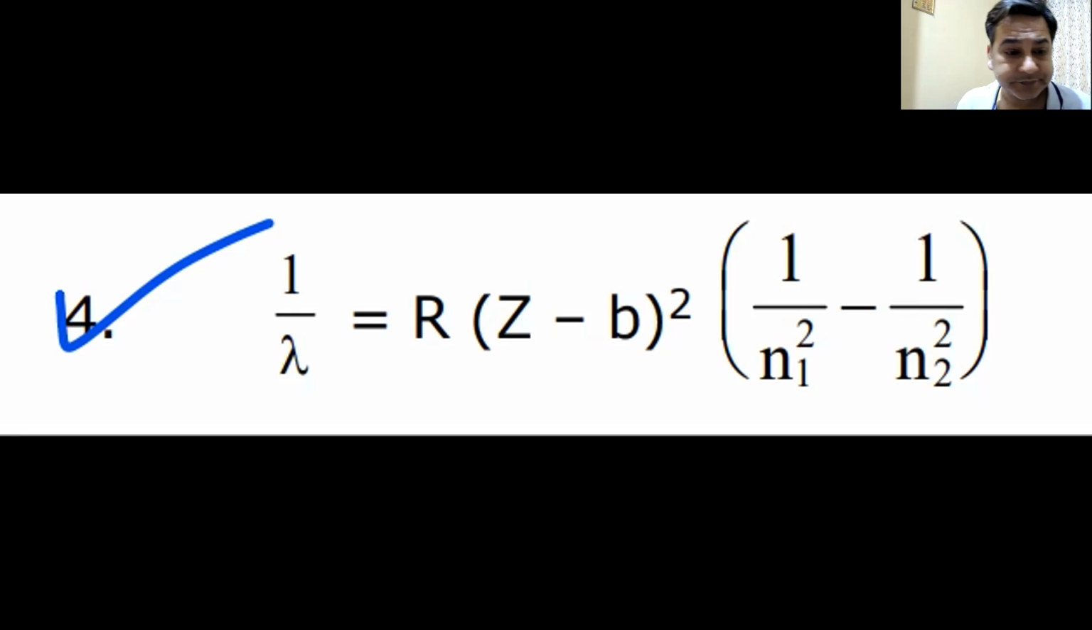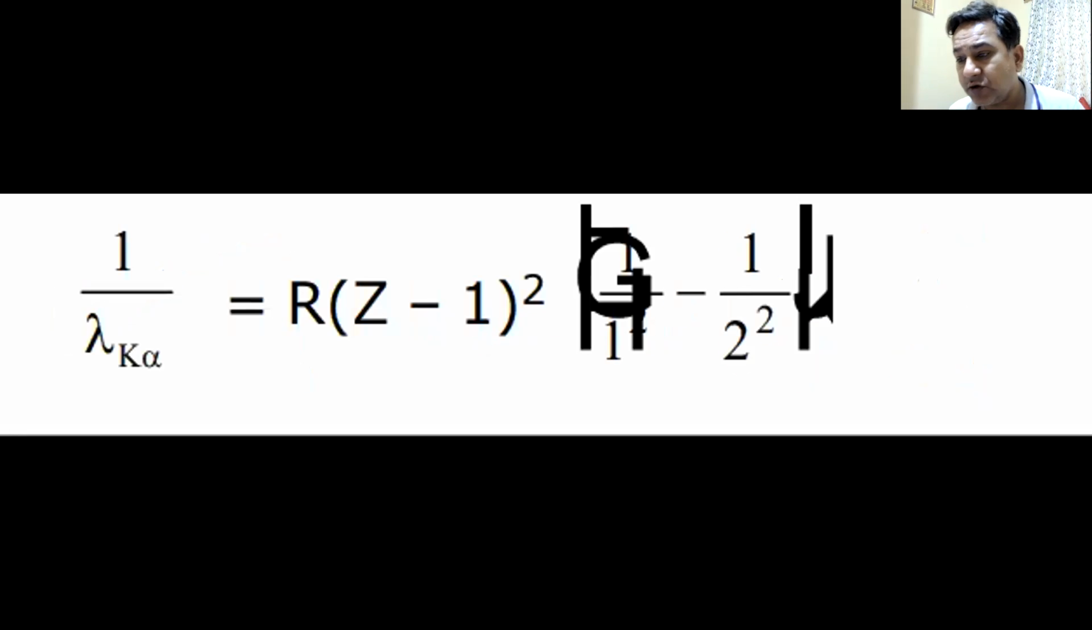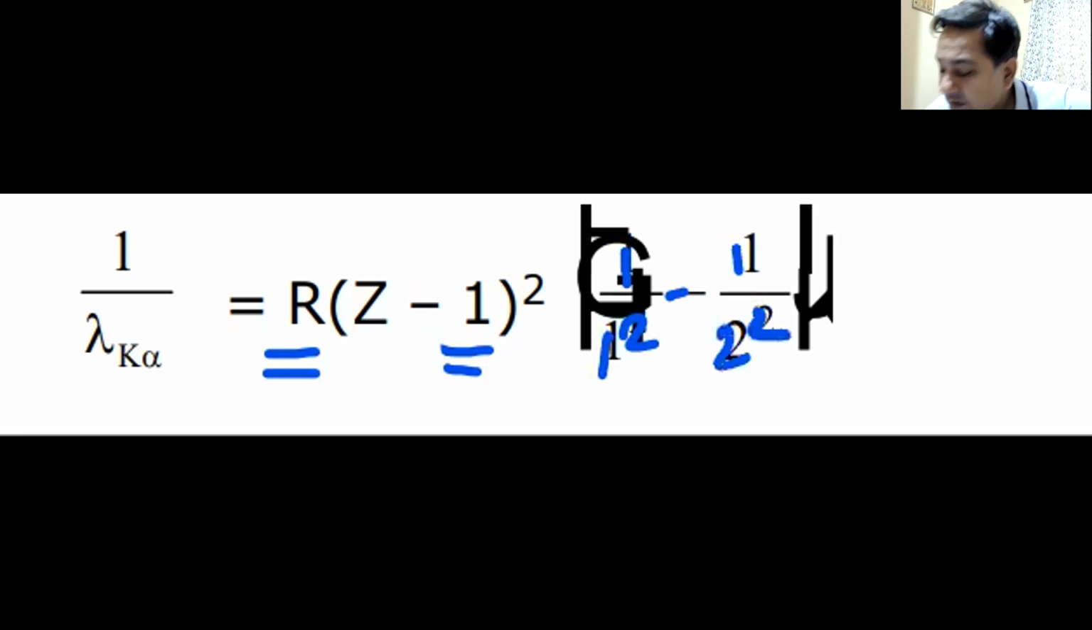Got this? I don't have much time, so what we'll do? I'll just solve the question. So what you got to do? In place of R, I put R. In place of b, I put 1. And there's some misprinting. It is 1 by 1 square minus 1 by 2 square. Do we understand this?